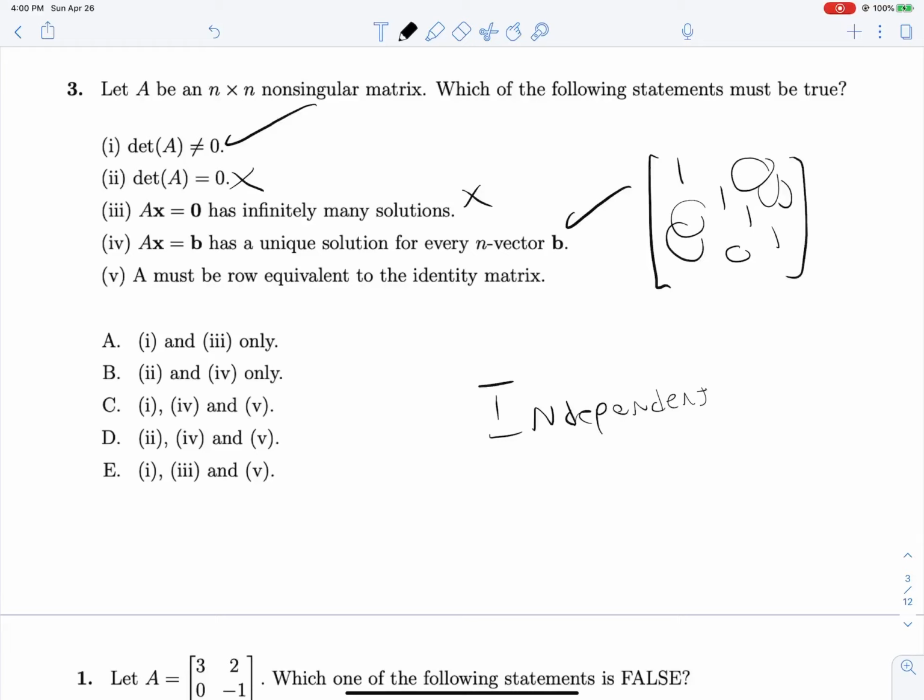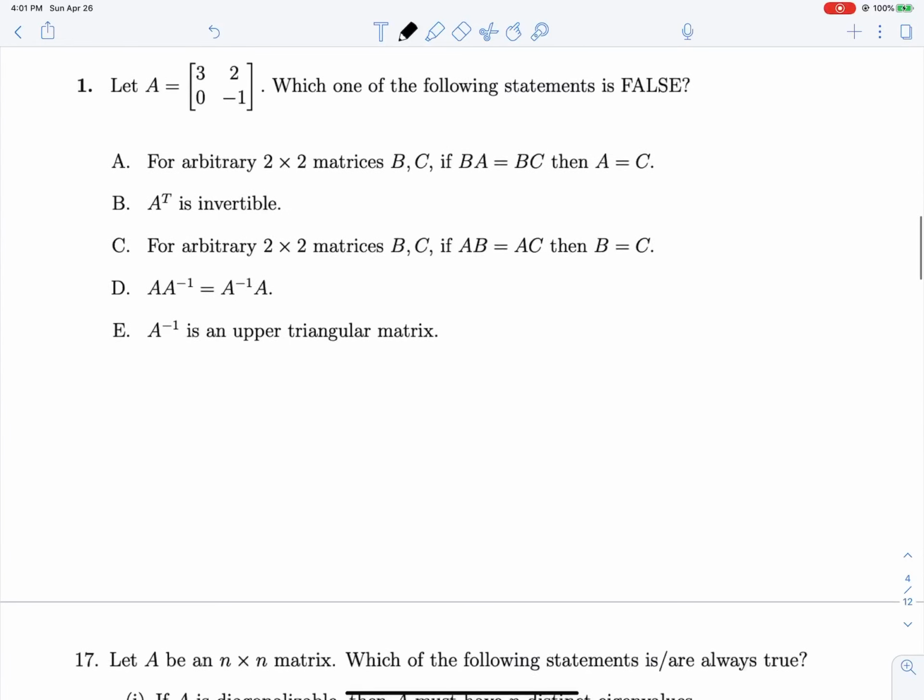What about 5? A must be row equivalent to the identity matrix. Well, we were using that fact just a second ago. So yeah, that's true. And you can go test that for yourself if you really want some more proof on that. I'm not going to do it here. 1, 4, and 5 is our solution there.